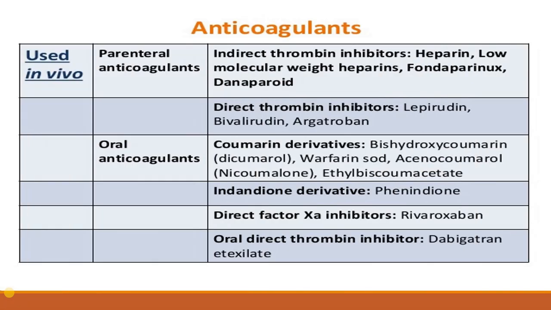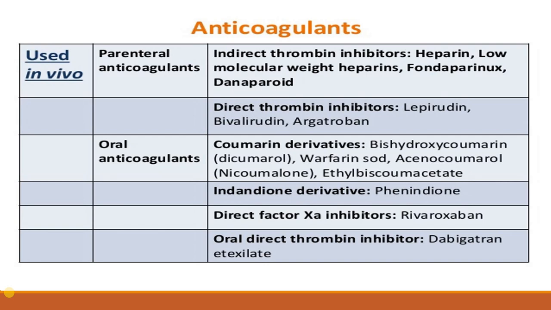Okay. Next, use in vivo. Anticoagulants: indirect thrombin inhibitors such as heparin, low molecular weight heparin, heparin conjugates and derivatives. Okay, next, direct thrombin inhibitors like lepirudin, bivalirudin and argatroban. These three drugs are direct thrombin inhibitors.